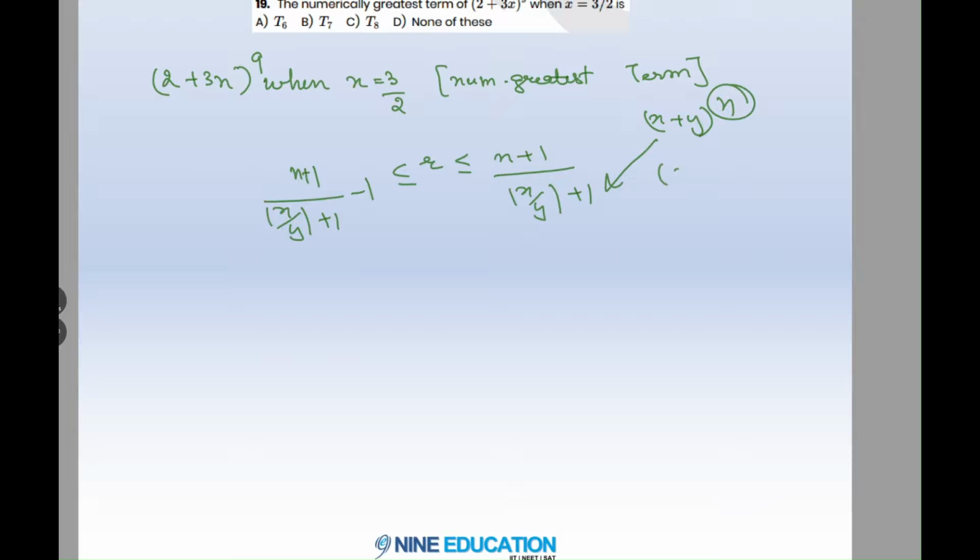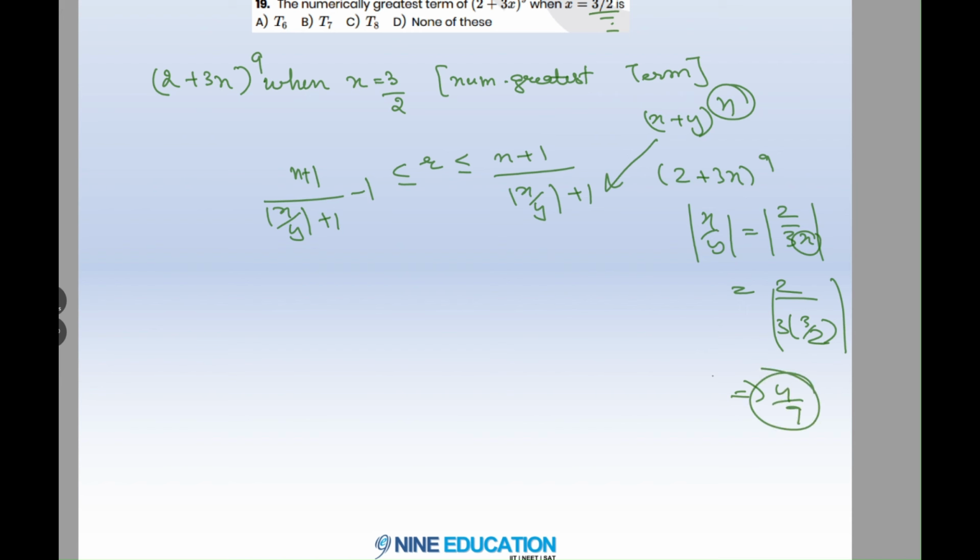Now the expansion you are given is 2 plus 3x power 9. In that case, mod of x by y is equal to mod of 3x by 2. Value of x is given in the question, it's 3 by 2. Just substitute. So we are getting 3 into 3 by 2 by 2, which is equal to 9 by 4. Hence, mod of x by y is 9 by 4 and n's value is 9.